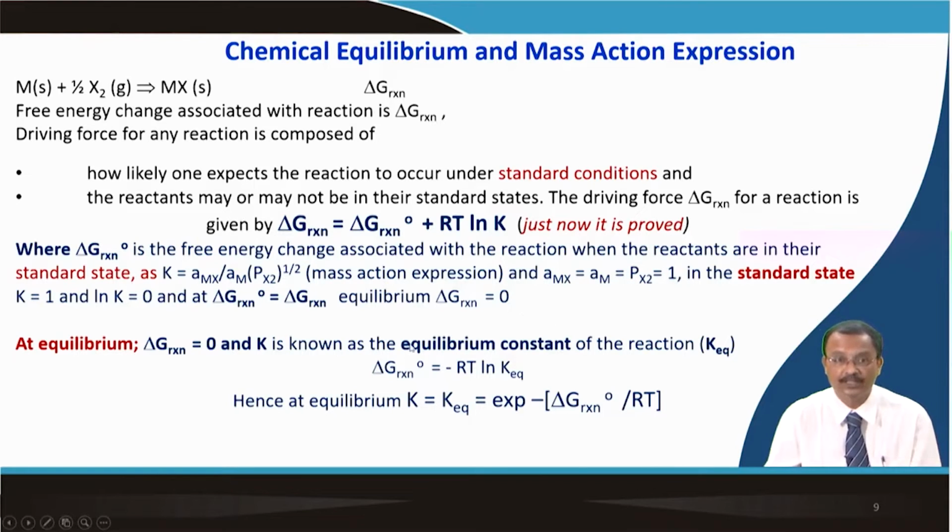So, if you put this value, then K is known as the equilibrium constant for this reaction. This K term I will replace by K equilibrium, and then del G Rxn 0 is nothing but minus RT ln of this equilibrium coefficient. So, the equilibrium coefficient you can estimate from this relation is exponential of minus del G Rxn 0 by RT.